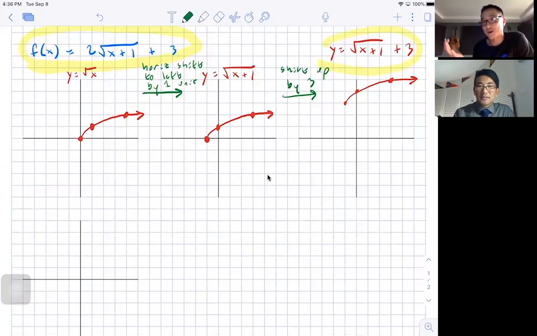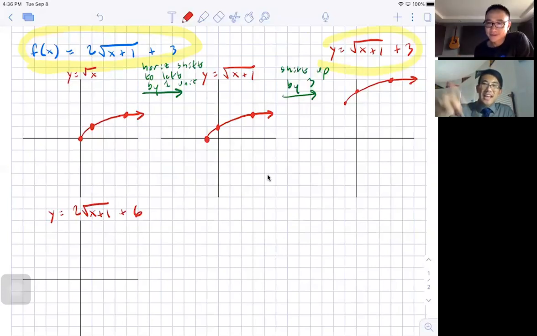Okay, so here's why I said it's spicier than we thought it was. Because if we multiply by 2, the next function is going to be 2 square root of x plus 1 plus 6. Right, because we'd be doubling that whole thing, using the one you just circled as the original function. So we've got to be careful.